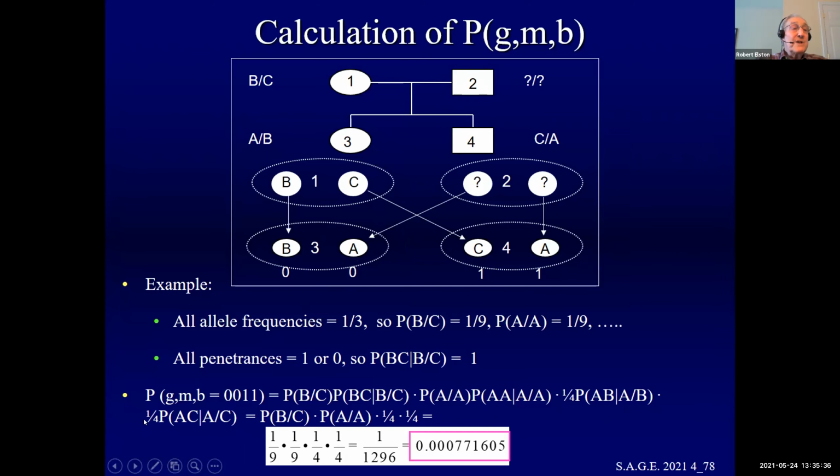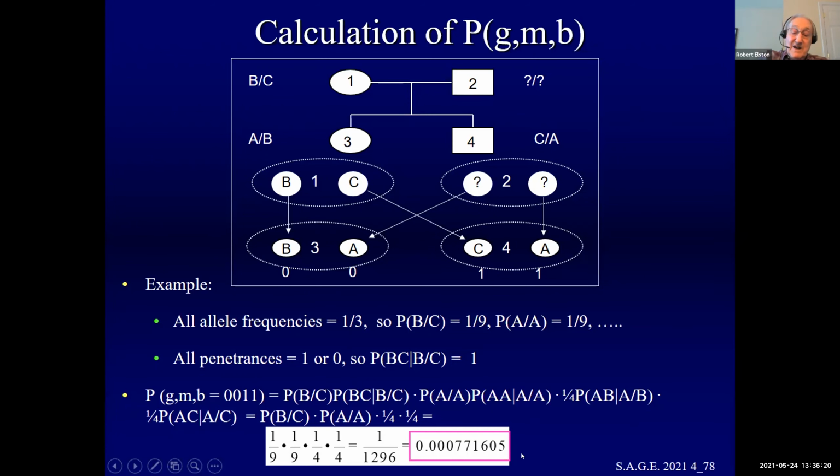And then you've got 1/4 for the AC given AC. And wait a minute, I've got a quarter AB given AB, a quarter that. So what it's going to be is 1/9 by 1/9. Remember, we've assumed all these genotype frequencies are the same. Quarter, quarter, and it turns out to be 1/1296 if you put all this together with the complete penetrances and given allele frequencies. So this is what it turns out to be.